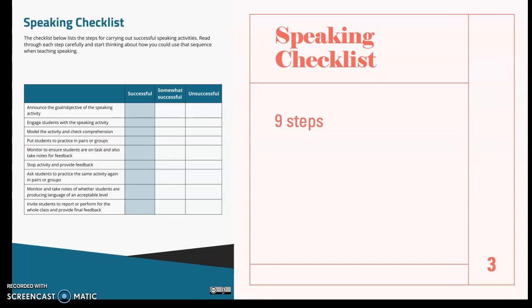5. Monitor to ensure students are on task and also take notes for feedback. To monitor is to walk around the class. Your job is twofold. Ensure that the students are on task and take notes of successes and mistakes students are making.